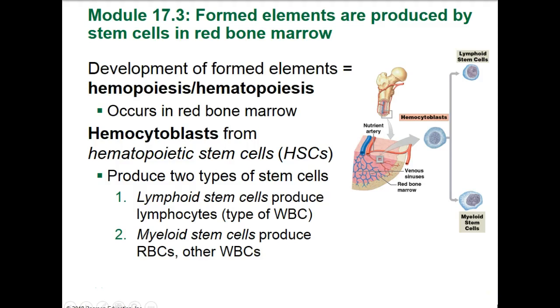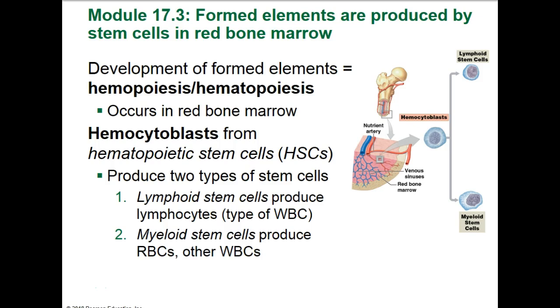So we're starting with 17.3, and this is on page 634 of your book. Formed elements. So, when we talk about development of the formed elements, we are talking about hemopoiesis or hematopoiesis, so you can use either term you want to.